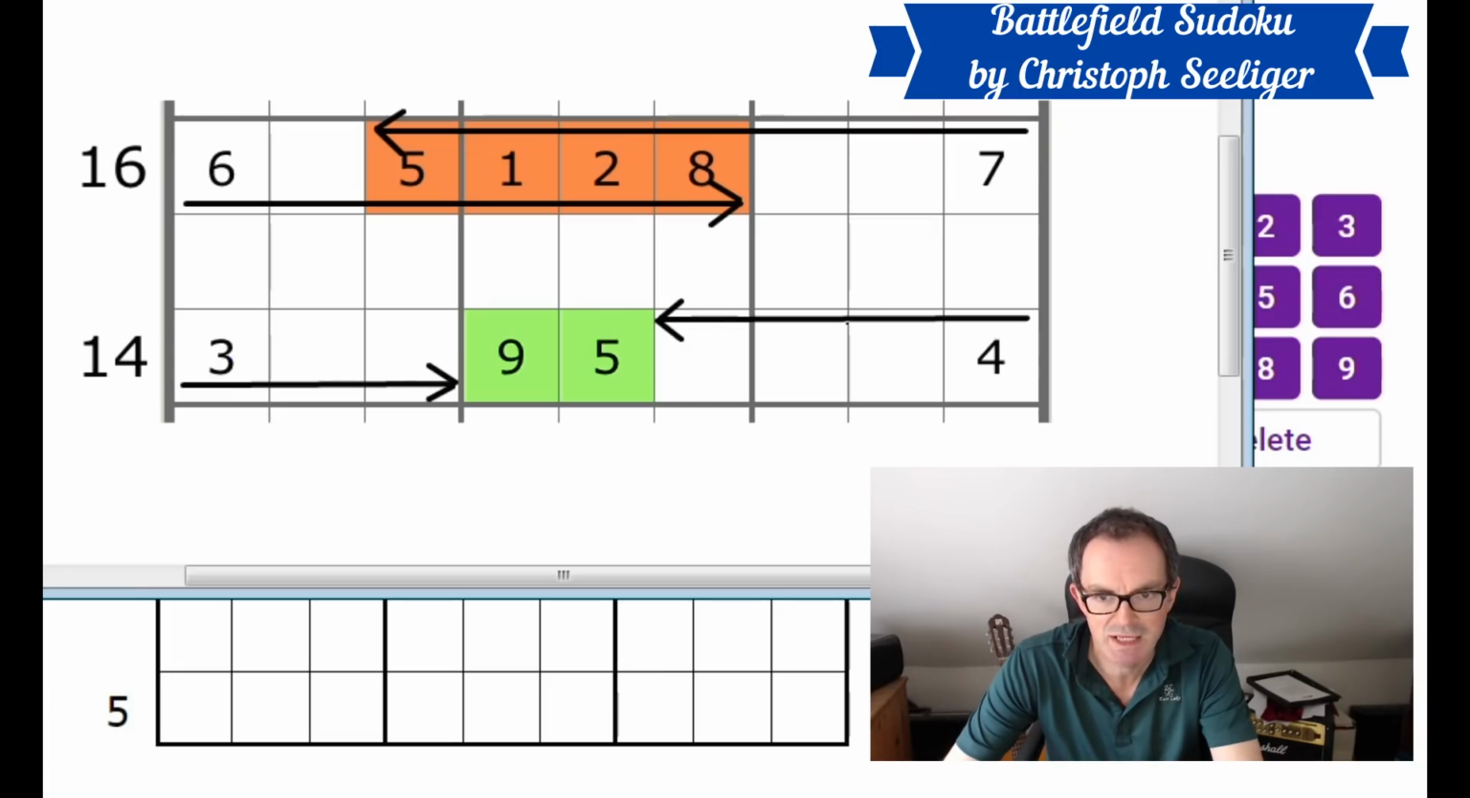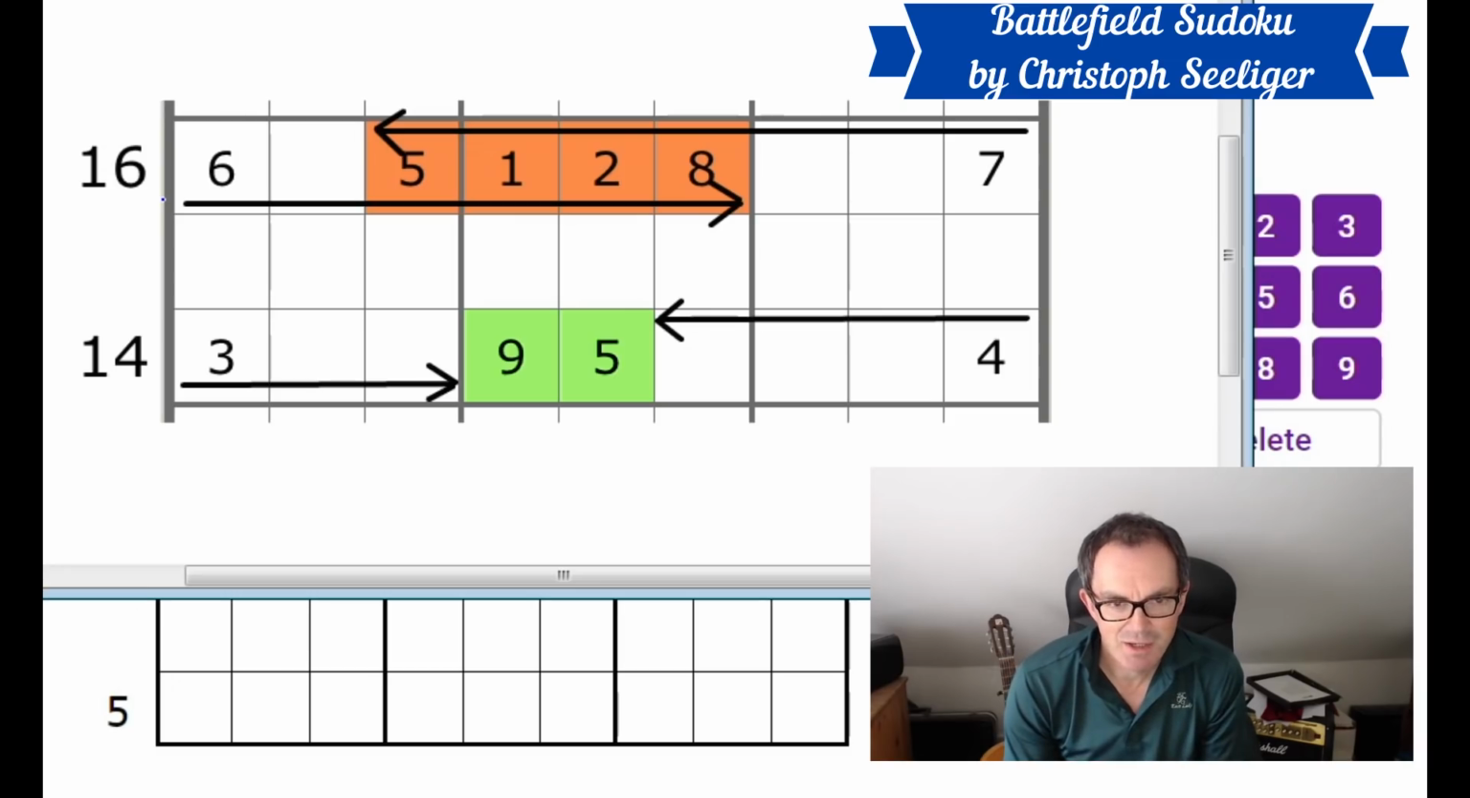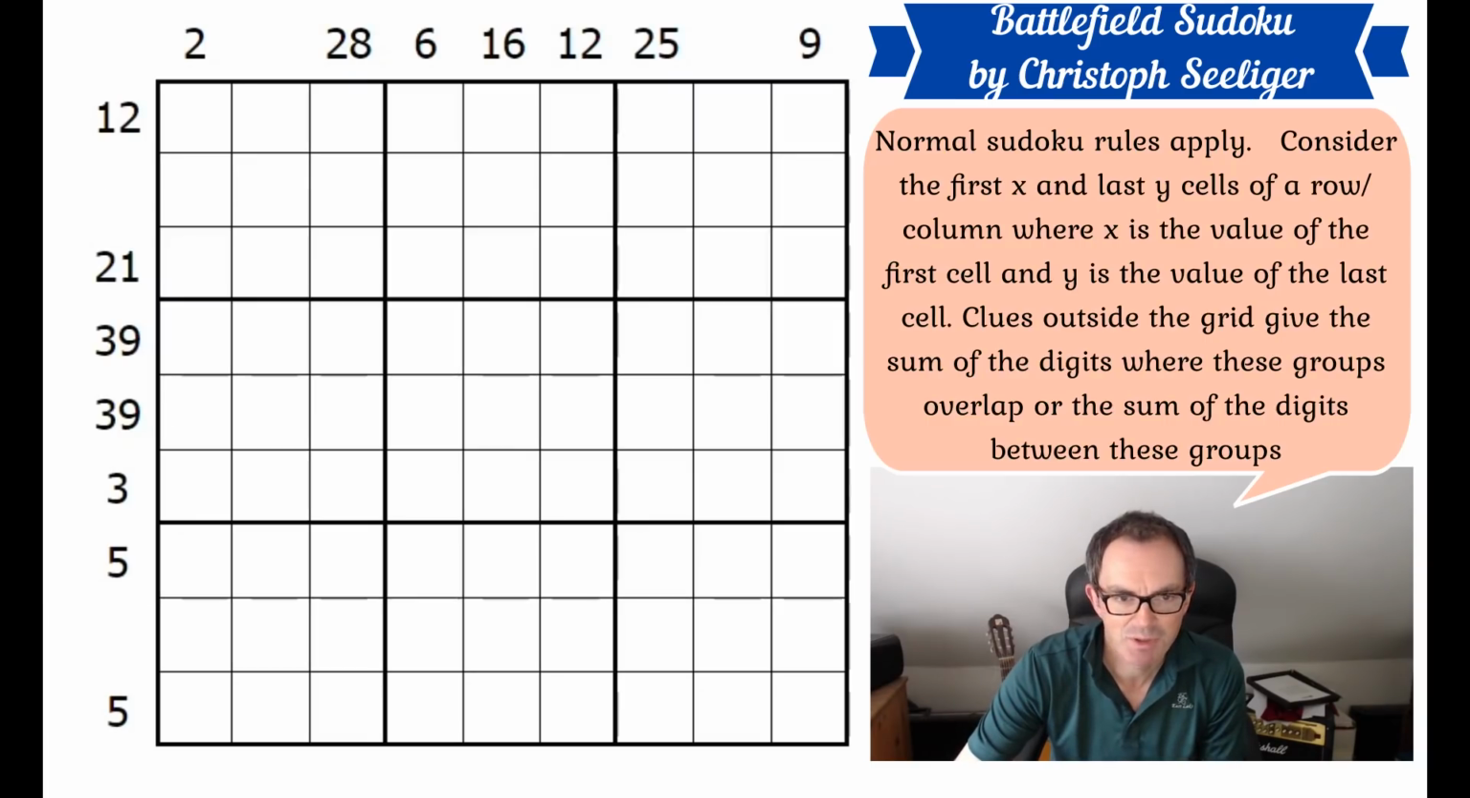Look, we've got a 3 here and a 4 here, so the first cell contains a 3, the last cell contains a 4. You can see that leaves a gap in the middle of the grid, and the gap in this case sums to 14, and that's what appears outside the puzzle for that row. So seriously mind-bending variation, and you can see that in Christoph's puzzle, perhaps unsurprisingly given it's Christoph, there are no given digits, just these clues outside the grid.